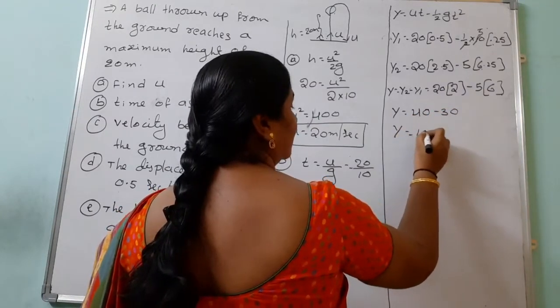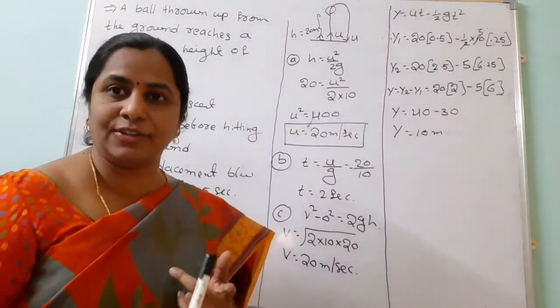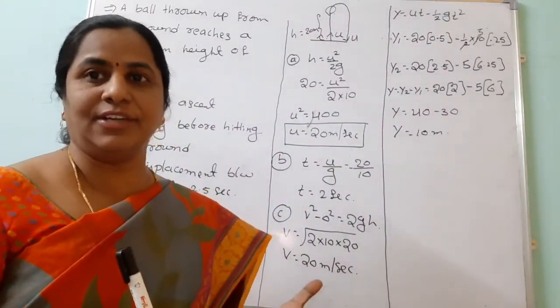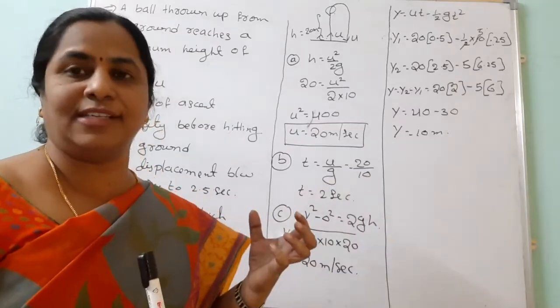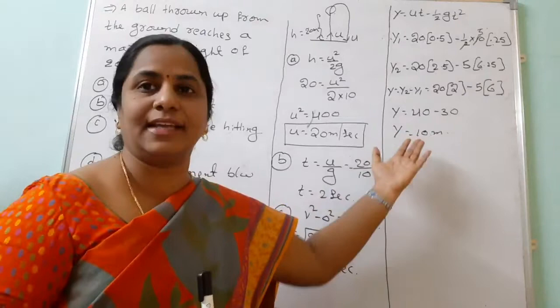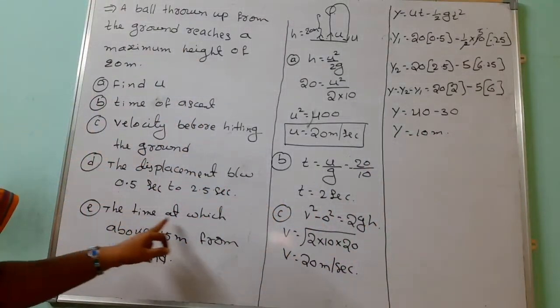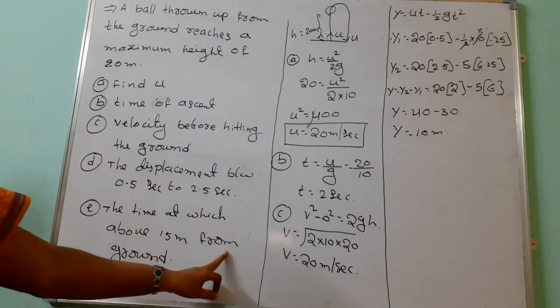So that displacement equals 10 meters. If we know the time and the initial velocity, we can find the displacement at 0.5 seconds and the displacement at 2.5 seconds. Then we can find the gap between them. Then our last question is the time at which the ball is above 15 meters.